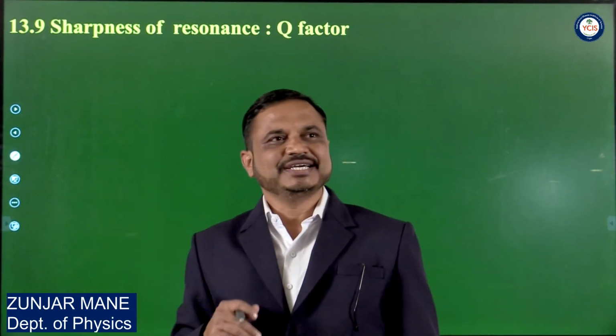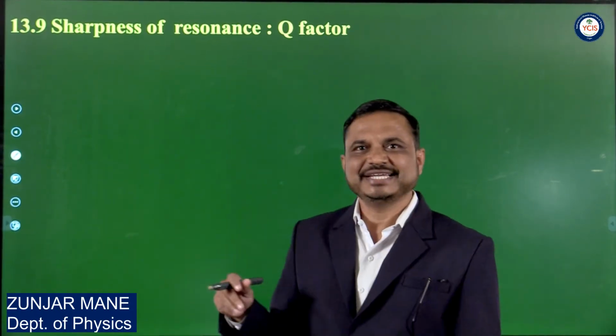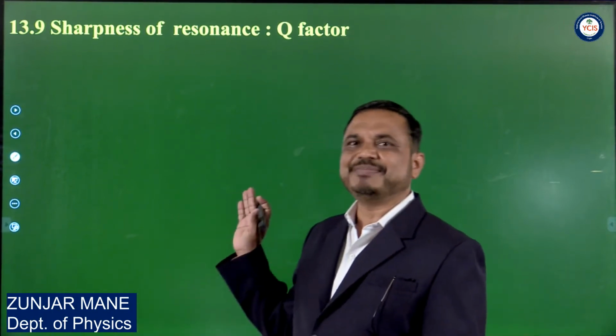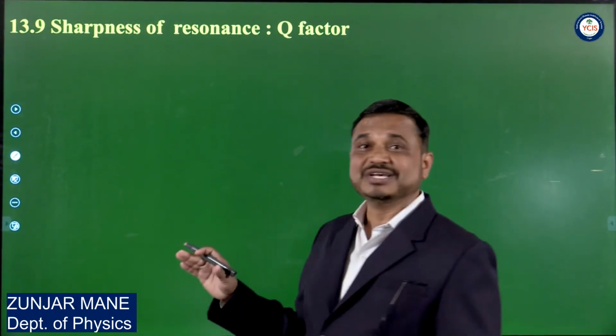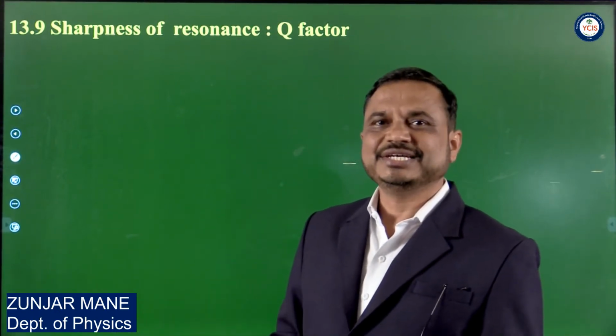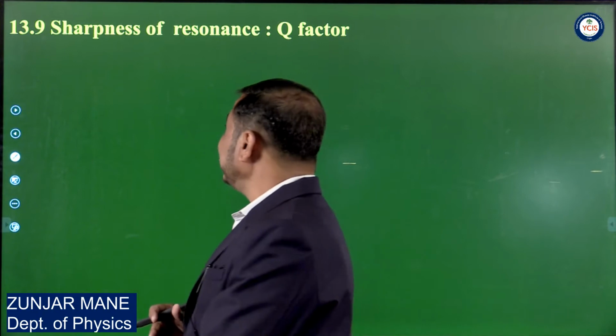So next article from the topic AC circuit, 13.9, that is sharpness of a resonance, or it is called as a Q factor. So in this lecture we discuss about the Q factor.